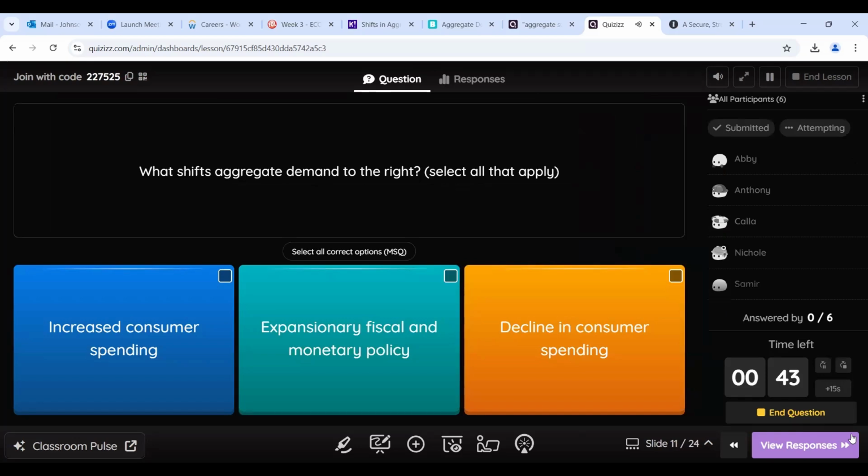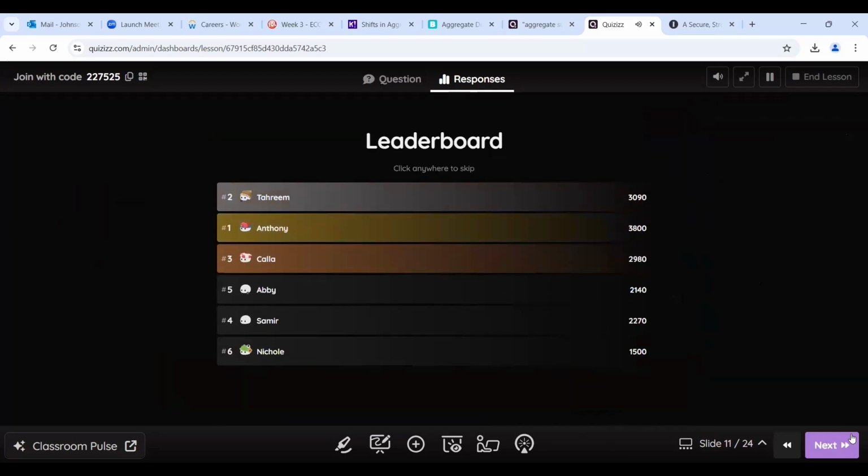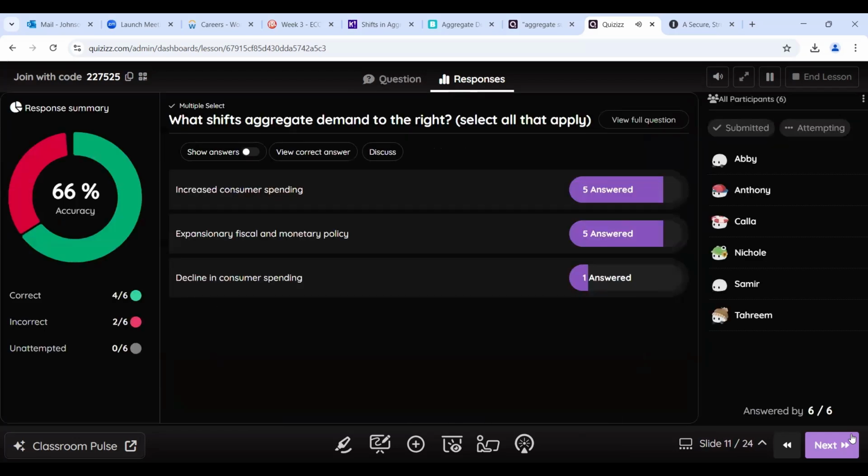So what shifts aggregate demand to the right? Select all that apply. So yeah, increased consumer spending and expansionary fiscal and monetary policy, both of those can shift aggregate demand to the right, while declining consumer spending would shift it to the left, because that would be less spending and that wouldn't be good for the economy.